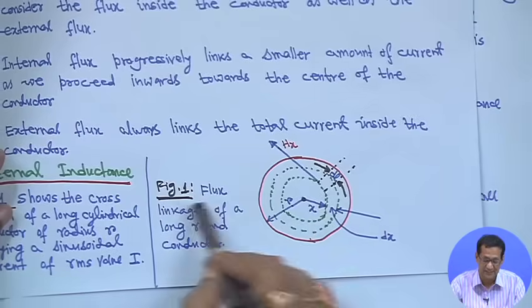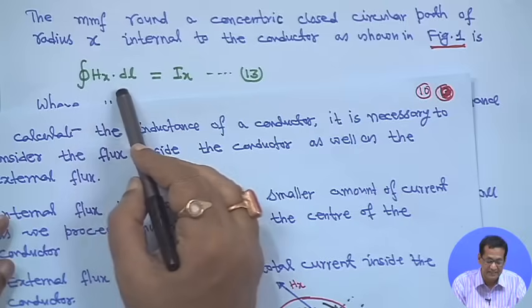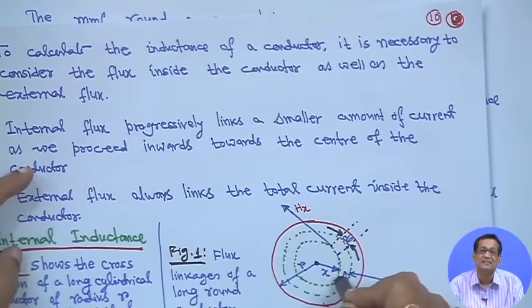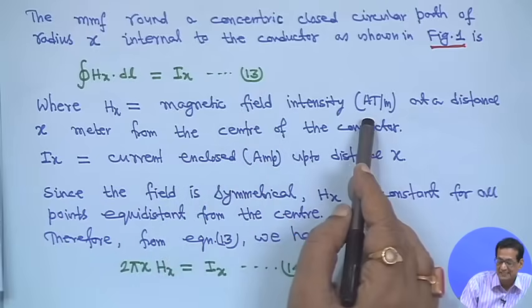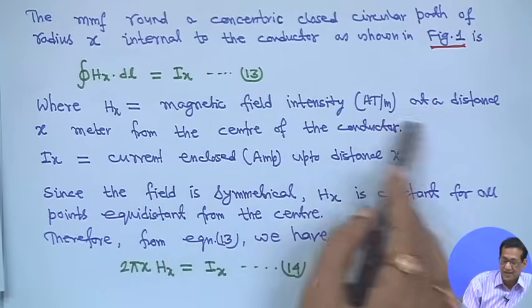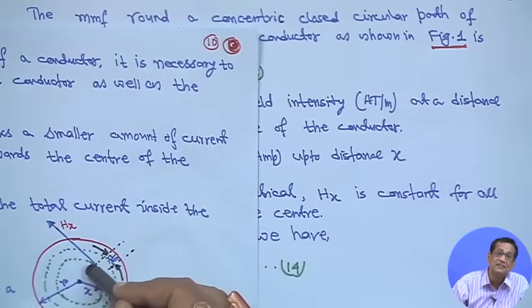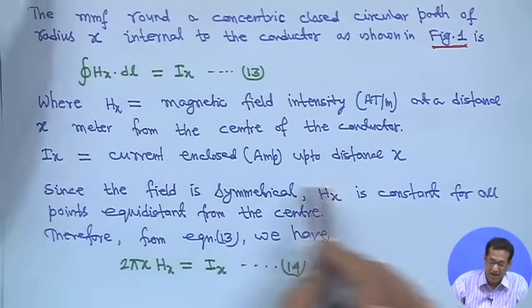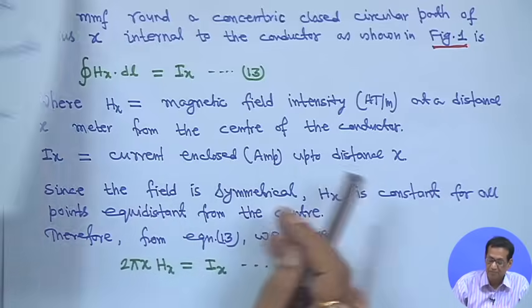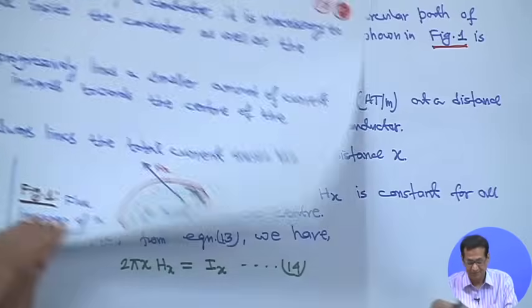So, this is figure 1, and therefore the loop integral can be written as the closed integral of Hx dl equals Ix. Suppose at a distance x the current is Ix. Here Hx is the magnetic field intensity in ampere turns per meter at a distance x meters from the center of the conductor, and Ix is the current enclosed up to distance x, in amperes.